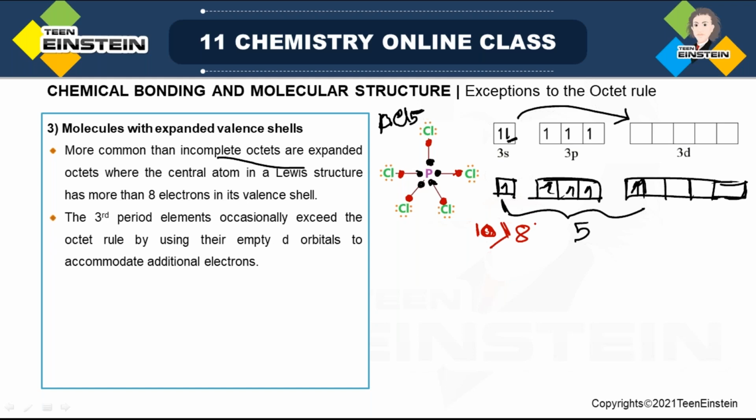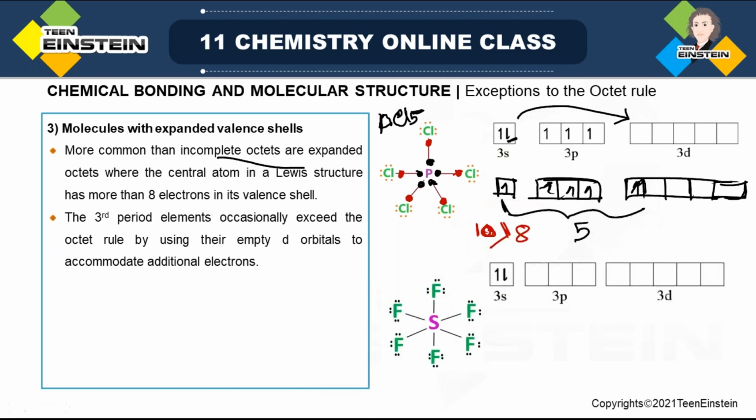So the octet is expanded. Fine. One more example is SF6. In the case of SF6, sulfur is from group 16, that means 6, the last digit of 16, is the number of valence electrons. So the configuration is 3s2, 3p4, like this. But how many unpaired electrons do you see here? Only 2, right? But we need a total of 6 unpaired electrons. That is the reason we have to break these 2 pairs in the excited state.